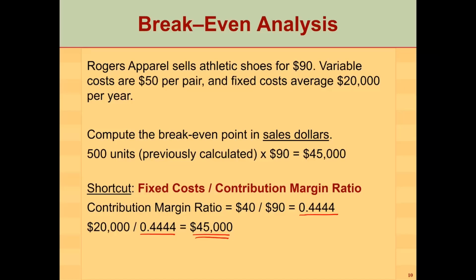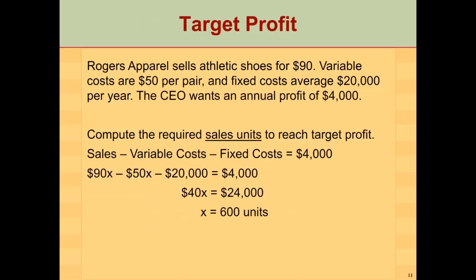Now, I imagine you guys, if you're running a business, don't want to just break even. You want to make a profit. So I can use this CVP analysis to determine how many units I need for a target profit. So let's say the CEO wants an annual profit of $4,000. So now, instead of 0 over here, I'm going to put 4,000 for the profit. Solve it exactly the same way, and it makes sense that I would need more units than the 500 that I needed to break even. I now need 600 units in order to reach a profit of $4,000.